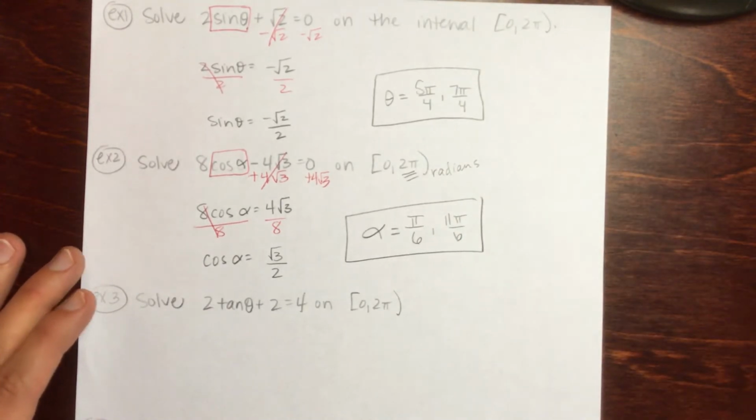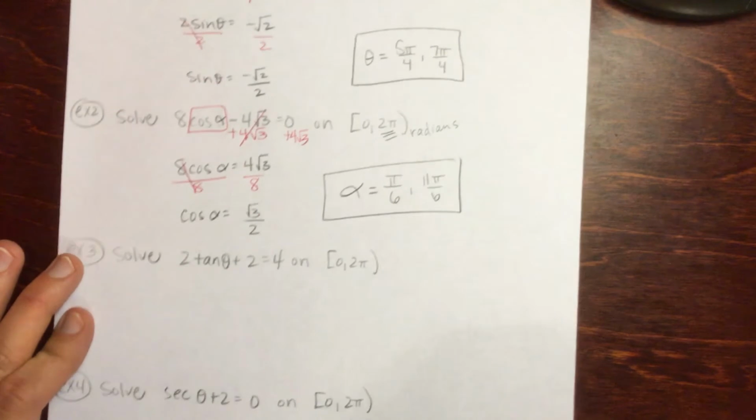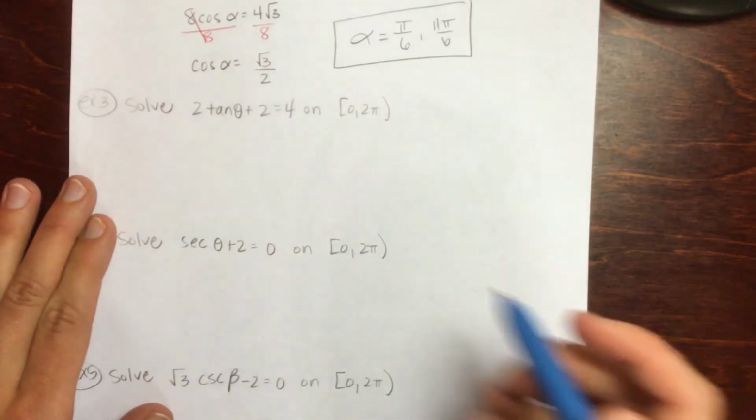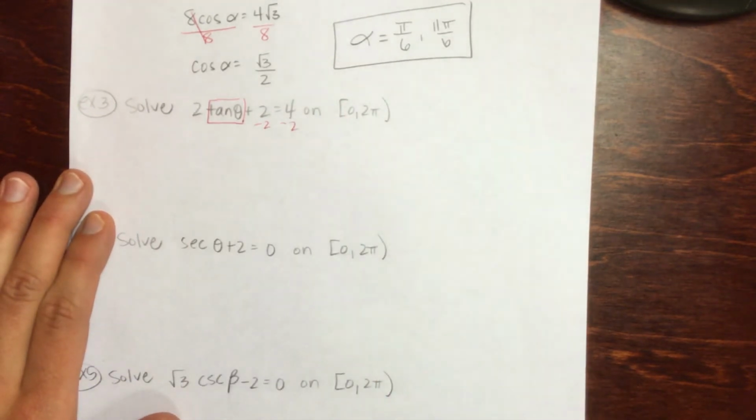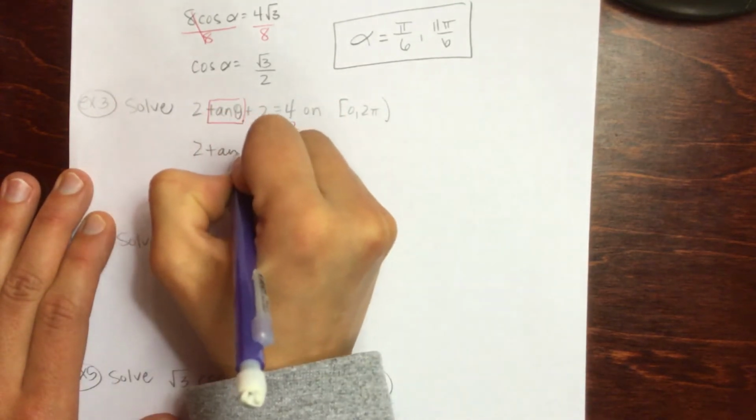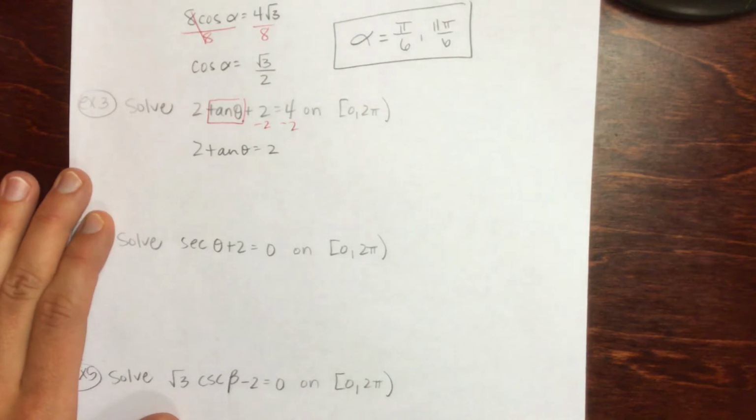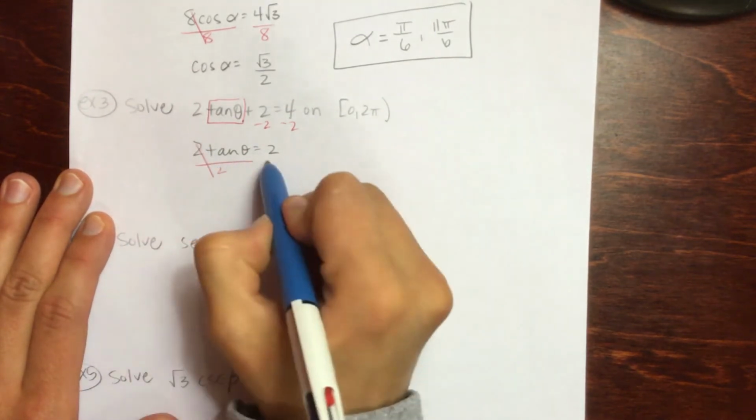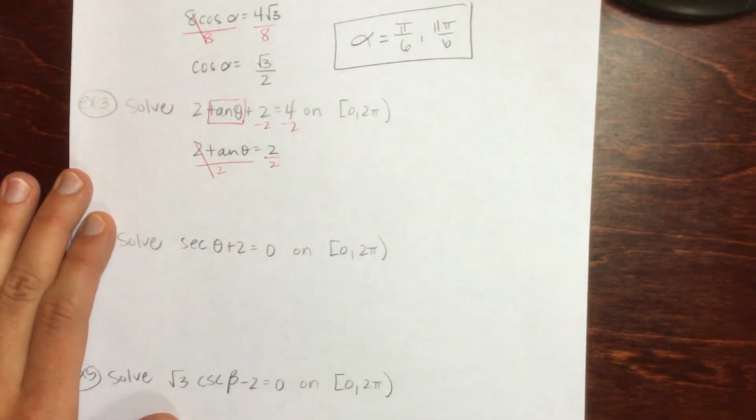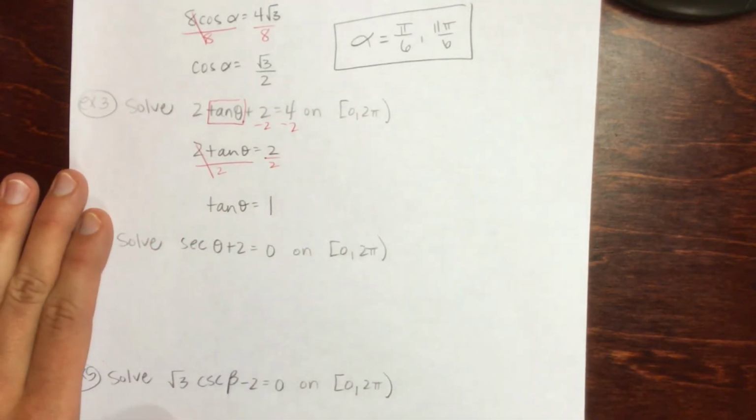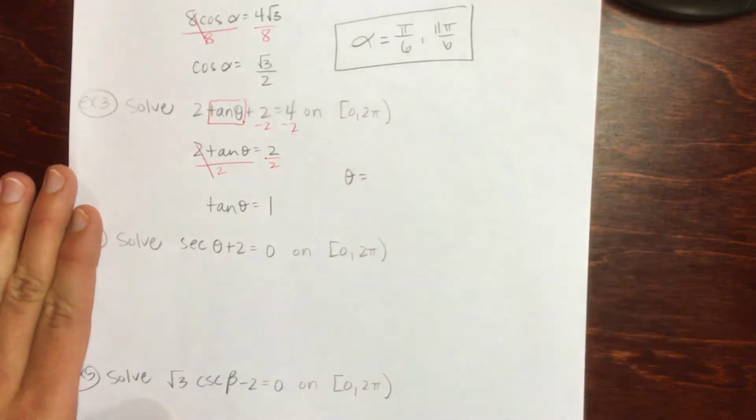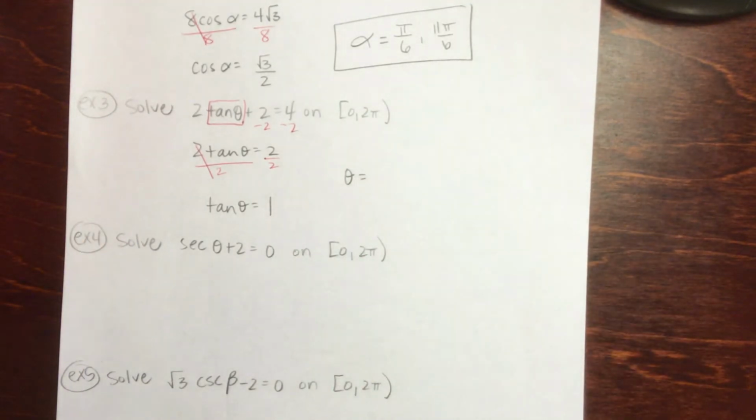All right, let's do a tangent problem. So same exact idea. We want to solve for tangent, so get tangent by itself. So I'm going to subtract my 2 over to the other side. And then divide by 2, so that way tangent is by itself. Now, do your second step. Take it one step further and look at your unit circle. Where is tangent equal to 1?